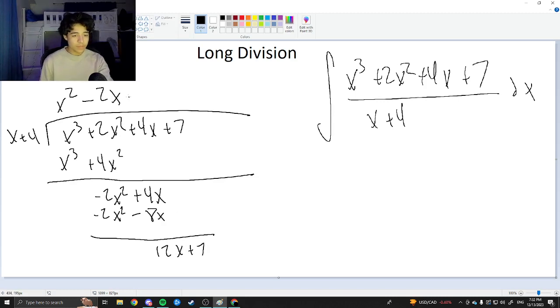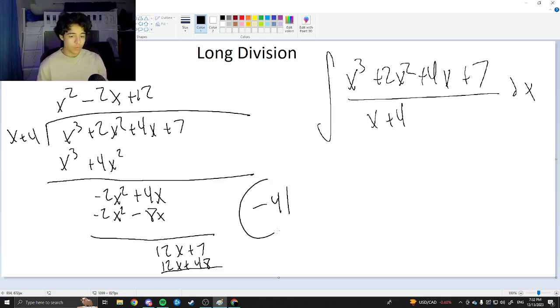We're going to multiply this by 12, and we end up with 12x plus 48. We subtract it, and we end up with 7 minus 48, which is negative 41. So now, once you've divided it, what do you do with your remainder?